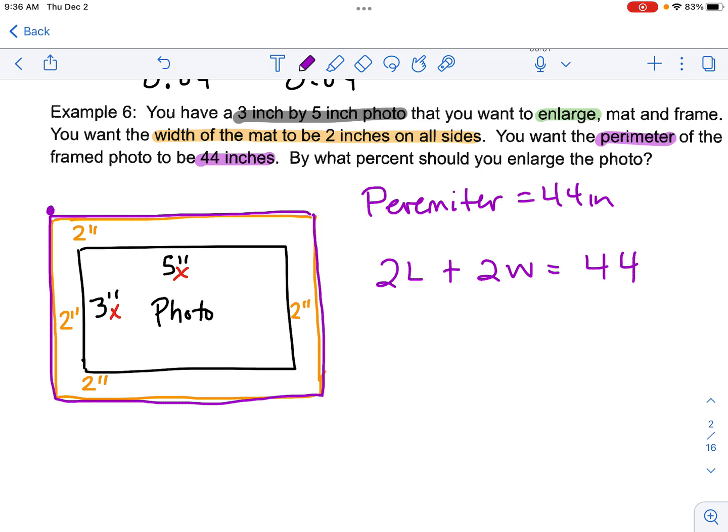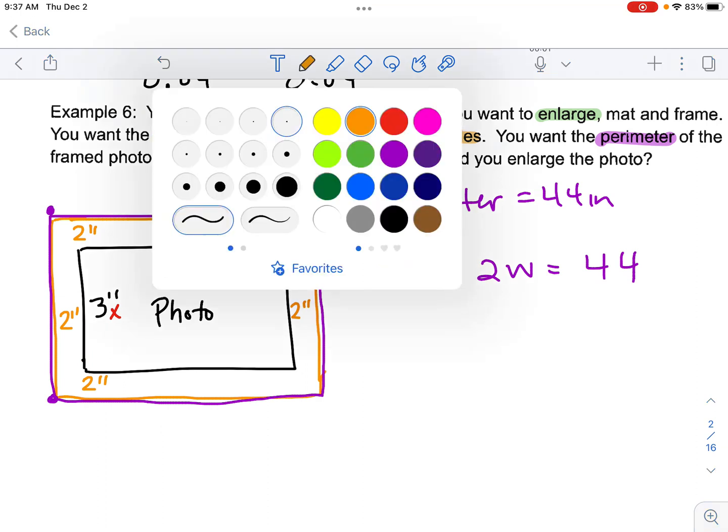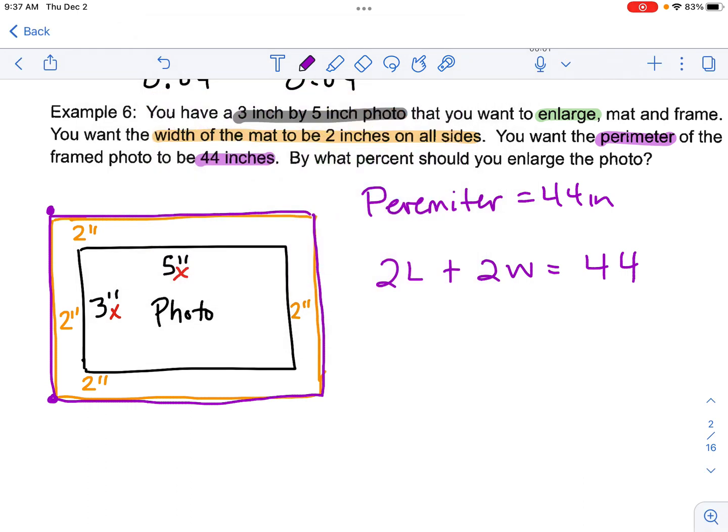The length starts here and goes to here. Maybe we'll call it the height. If we have the mat here, remember the mat's in orange, if we have 2 inches here and 2 inches down here, that means we've added 2 plus 2 is 4 to this dimension. So the length then is 3x plus 4.